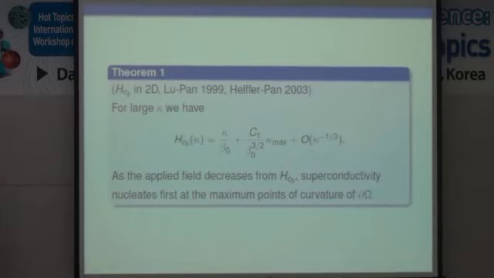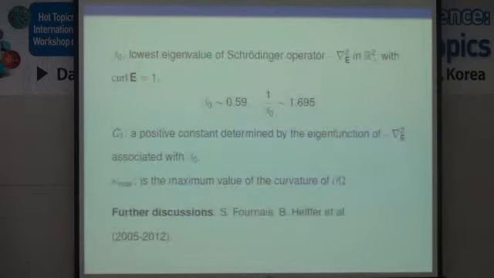And maybe I mention here again that when you consider nucleation of vortices, in the two-dimensional case it appears where the curvature is smallest, just opposite to this formula. There are a lot of further discussions. Here I want to mention Fournais and Helffer. Helffer is in Paris 11, and Fournais is in Denmark. They use their powerful semi-classical analysis, microlocal analysis. They get better and better estimates of everything.